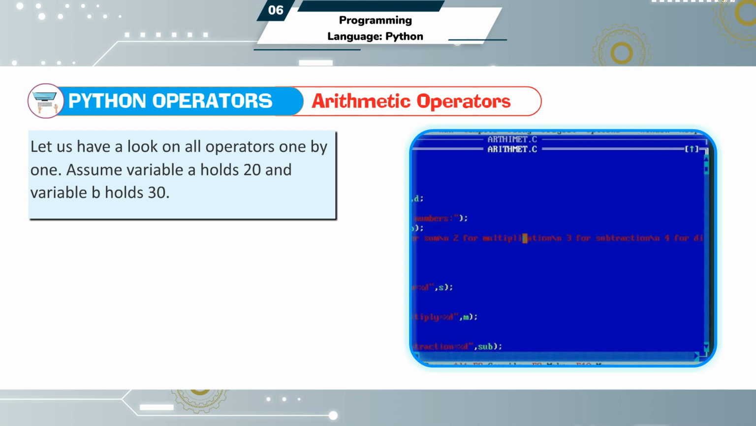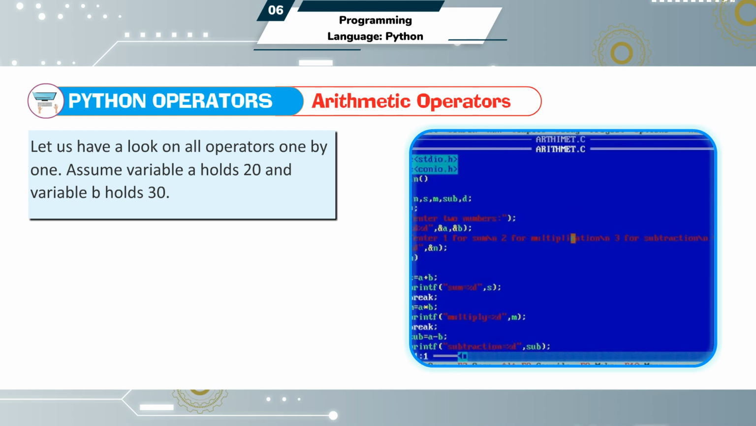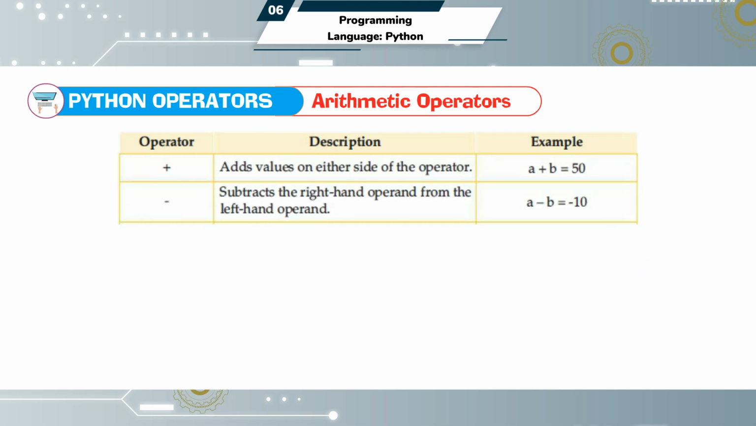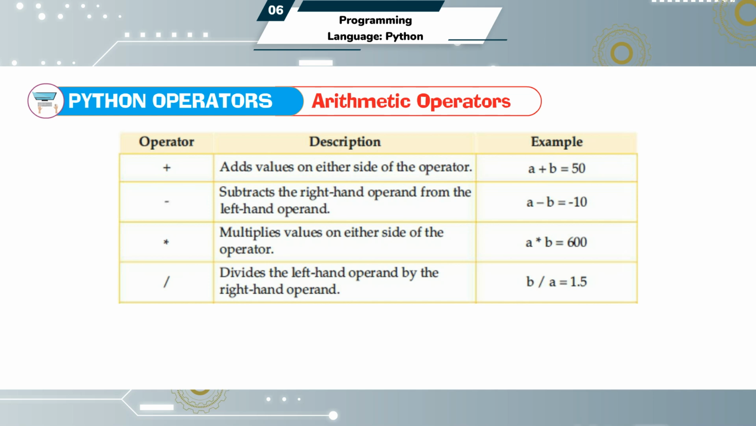Assume variable A holds 20 and variable B holds 30. Operators, description, example. Plus adds values on either side of the operator. A + B = 50. Minus subtracts the right-hand operand from the left-hand operand. A - B = -10. Asterisk multiplies values on either side of the operator. A * B = 600.